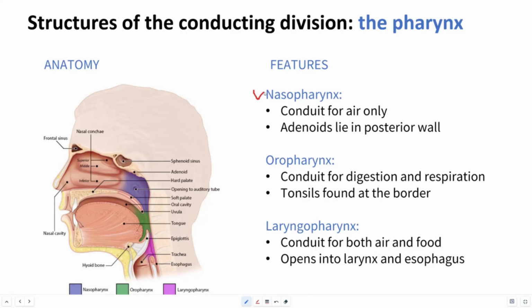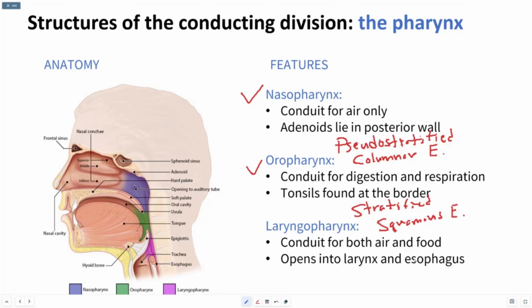This is where the adenoid tonsils lie, and the posterior wall. The oropharynx is the middle pharyngeal region and is immediately posterior to the oral cavity. It extends from the soft palate all the way to the hyoid bone. The palatine tonsils are located right in this region, as well as the lingual tonsils at the base of the tongue. And this is the passageway for both food and air.